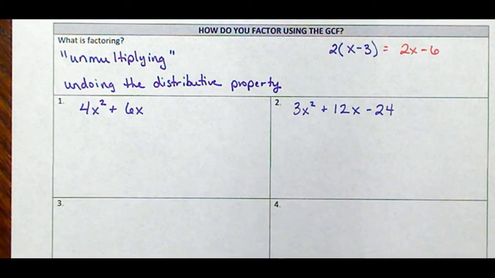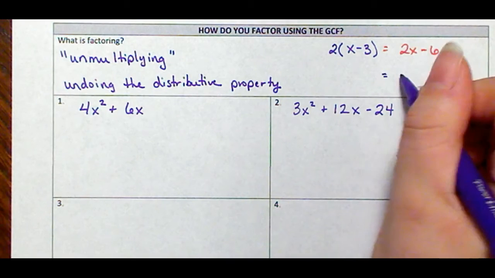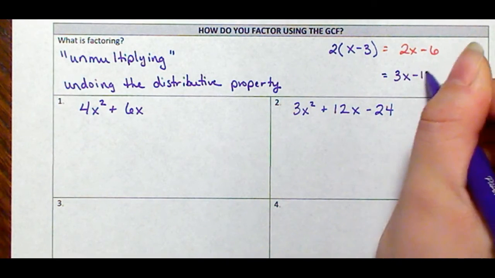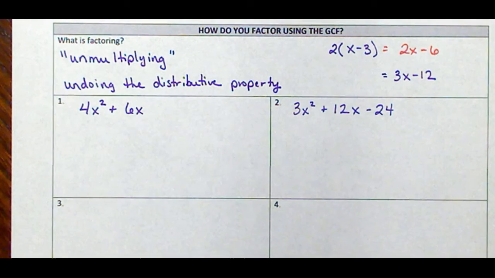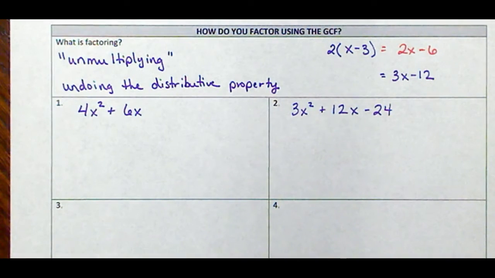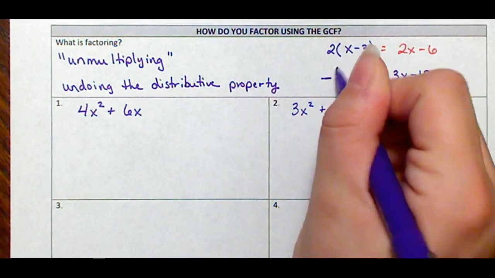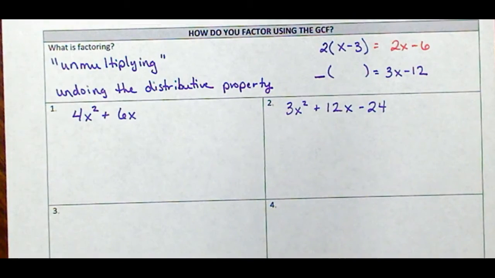Well, now we're going to start with something like 3x minus 12, and I'm going to tell you to go the other way. Figure out what factors we multiplied together to get that product. So we would have something times something. Okay, so that's what we're going to be doing today. We're going to be going backward. We're going to undo our distributive property.